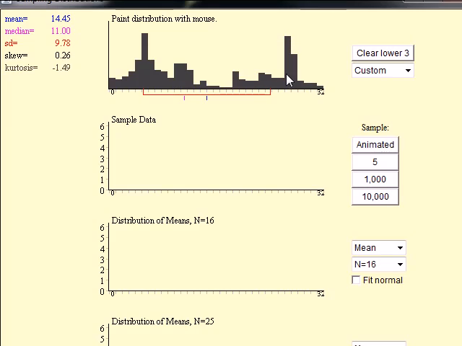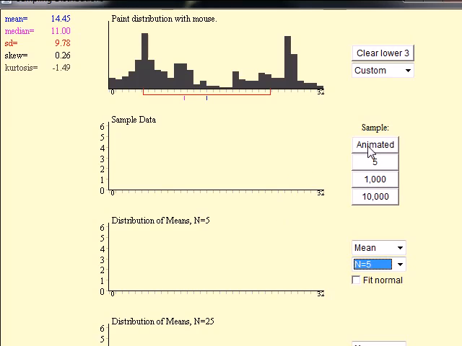It looks a little bit bimodal, but it doesn't have long tails. But what I want to do is first just use the simulation to better understand what the sampling distribution is all about. So let's start with 5 at a time. My sample size is going to be 5.